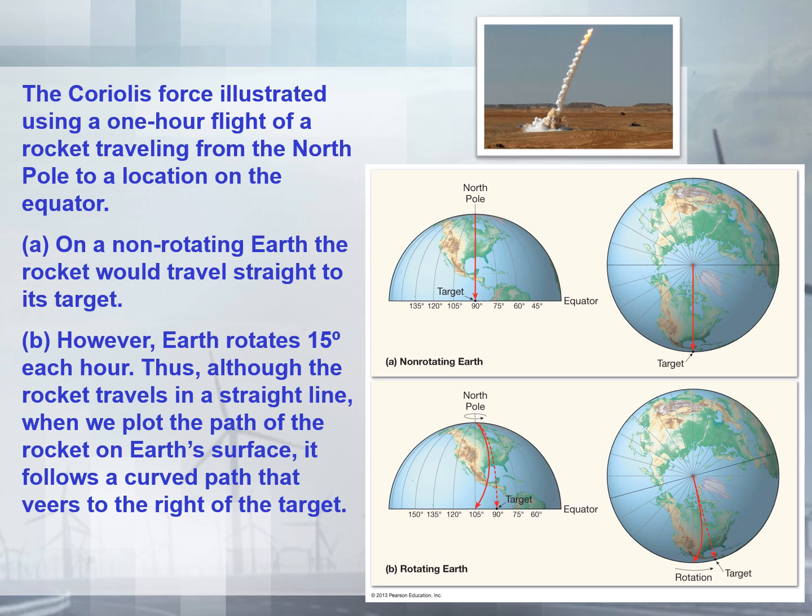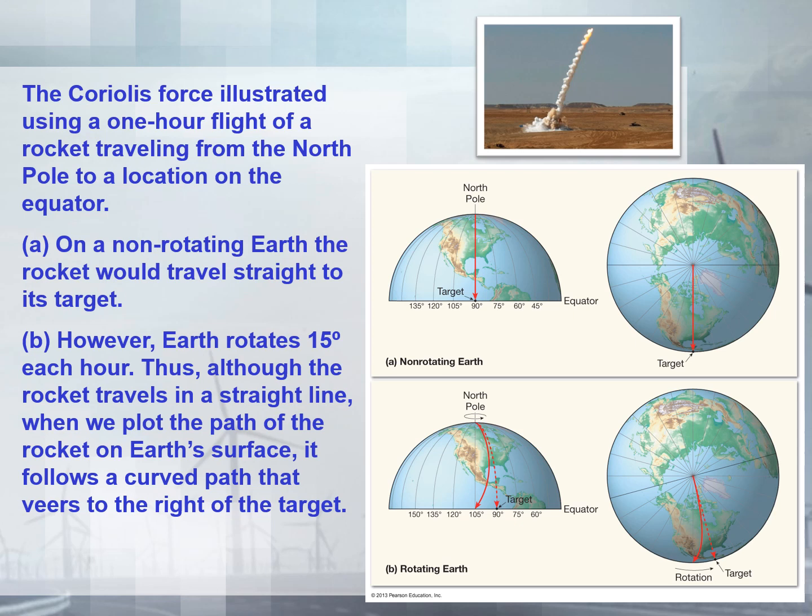If you just fire it in a straight line, you're going to miss where you wanted it to go. It's going to go out there in the Pacific Ocean. Why? Because the Earth, in the hour that it took to get there, has rotated 15 degrees. So when you're firing a rocket or you're flying a plane, you have to take these things into account.